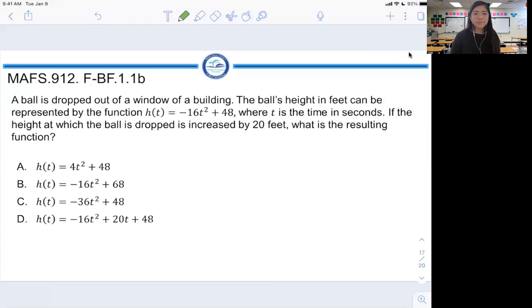Okay. Again, I'm gonna do entertainment. A ball is dropped out the window of a building. Because someone dropped it, I guess. The ball's height in feet can be represented by the function h(t) equals -16t squared plus 48, where t is time in seconds. If the height at which the ball is dropped is increased by 20 feet, what is the resulting function?